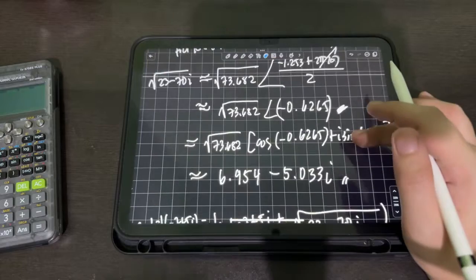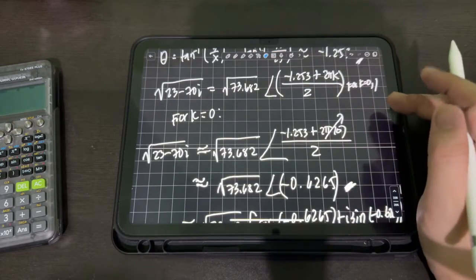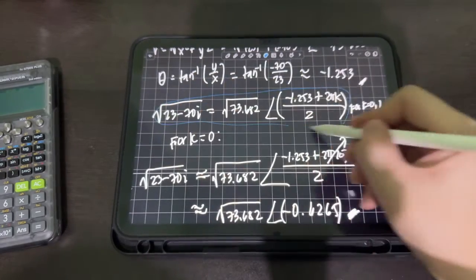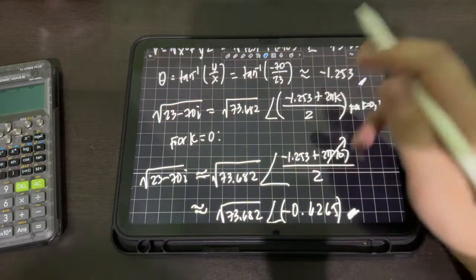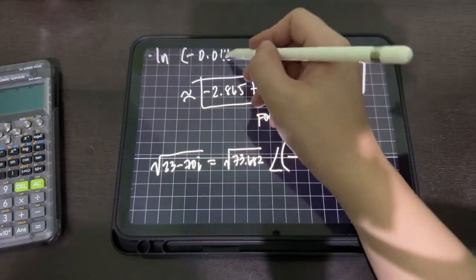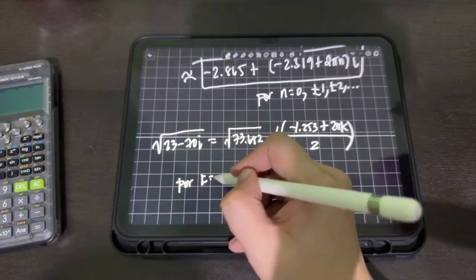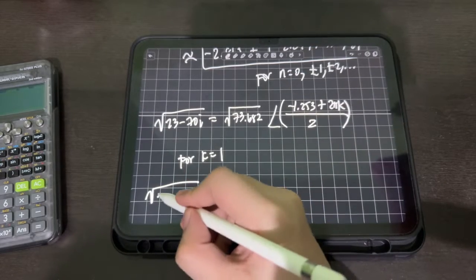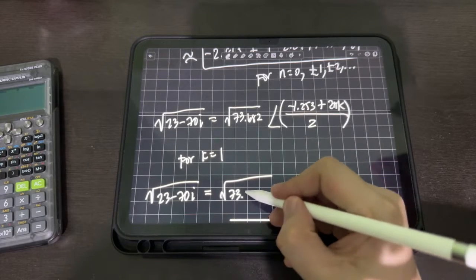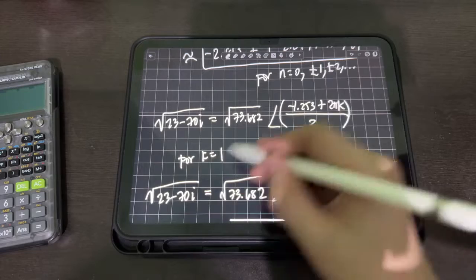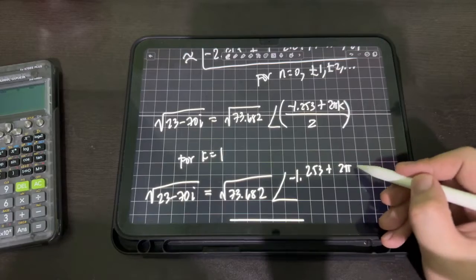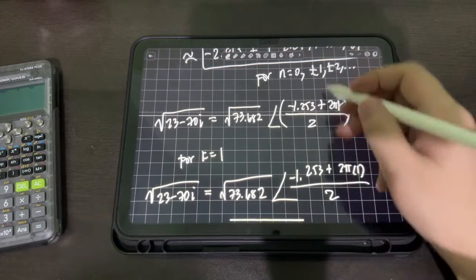So the value of square root that we got is the one when k is equal to 0. Now, we also get the value of the square root when we set k equal to 1 this time. So, copy the same formula, but we set k now equal to 1. Okay? So, therefore, square root of 23 minus 70i is, same formula, square root of 73.682 angle of negative 1.253 plus 2 pi k, this time is 1, over 2.